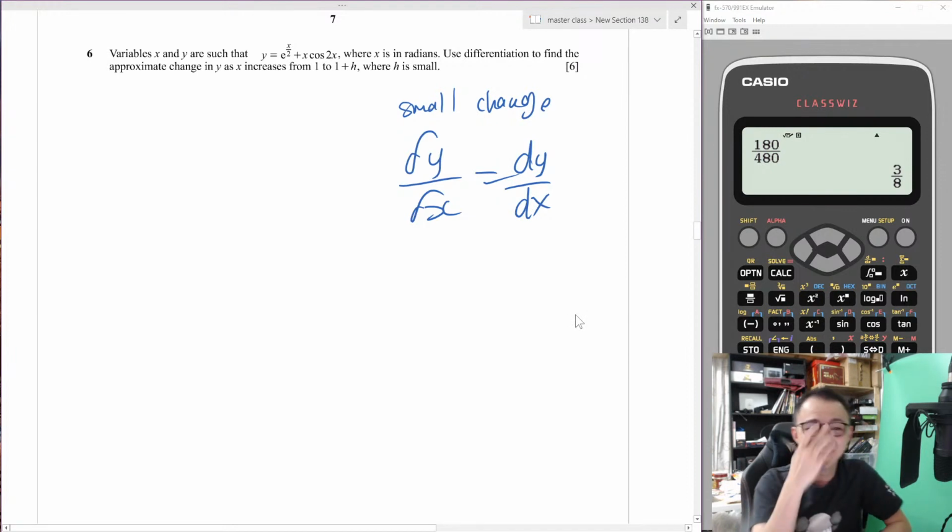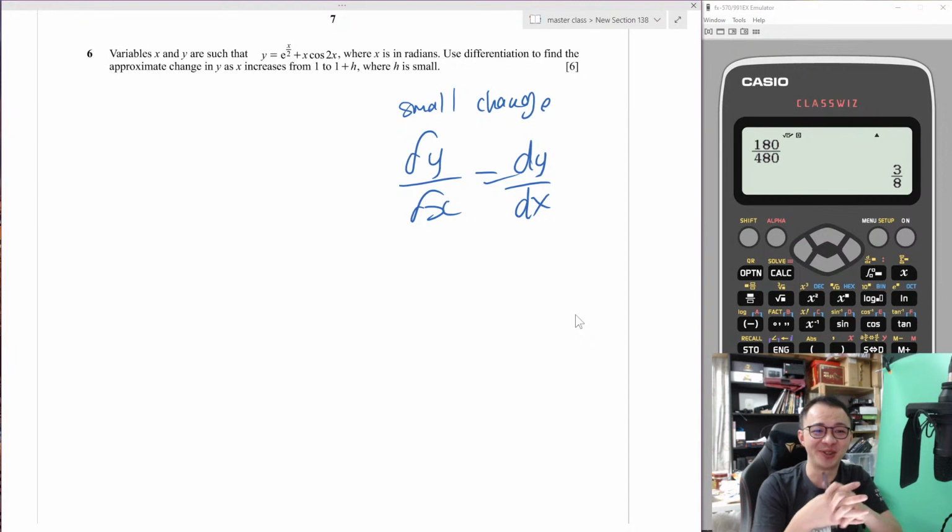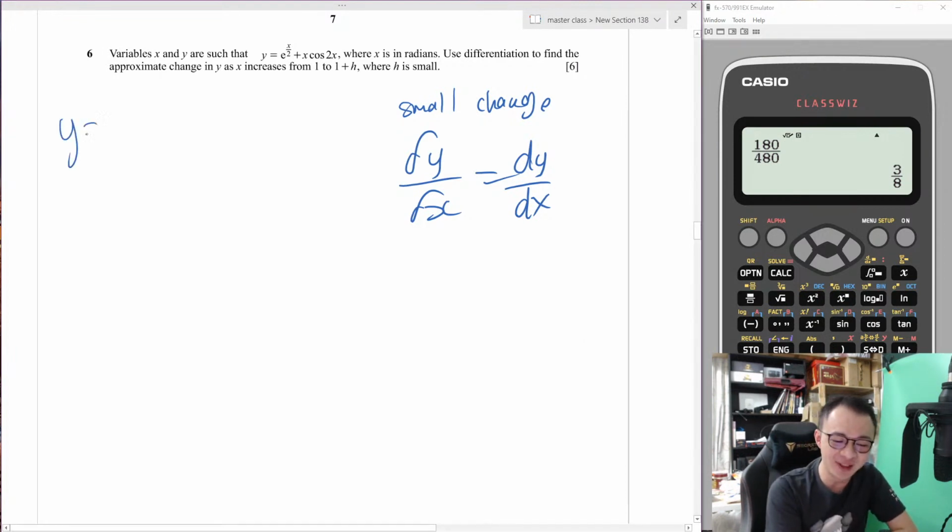Is that a green tea? This is some herbal tea. Thanks for that. Alright, so the equation will look like this.